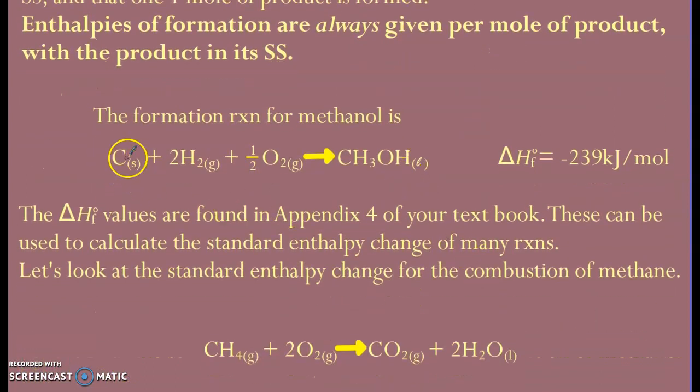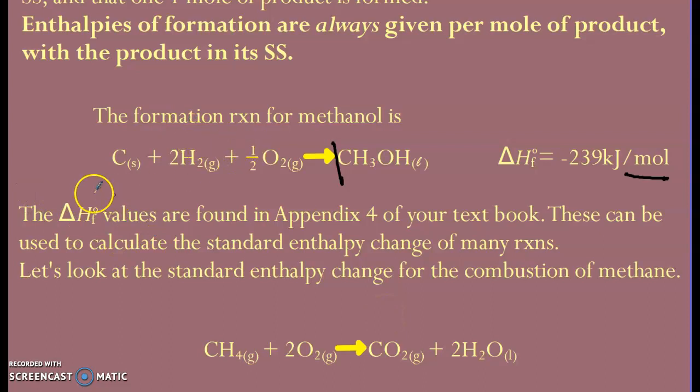Here's methanol. It's made from 3 different elements, right? And so here's the standard enthalpy. Notice it's exothermic, it gives off negative 239 kilojoules for every 1 mole. So this is per mole, and that's why this has to be 1 mole here. So we can just use this energy.